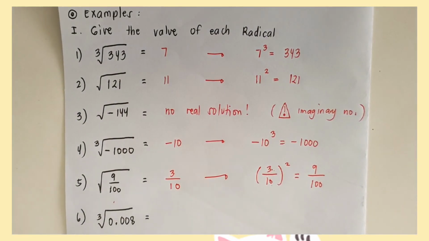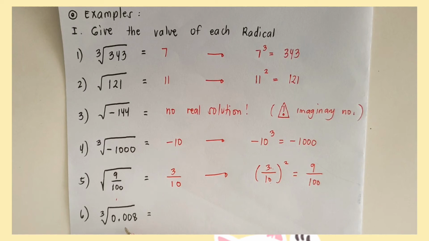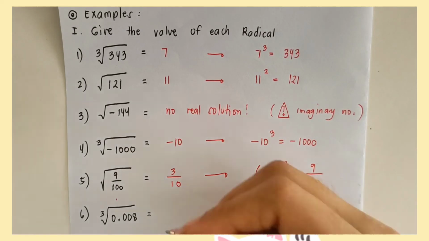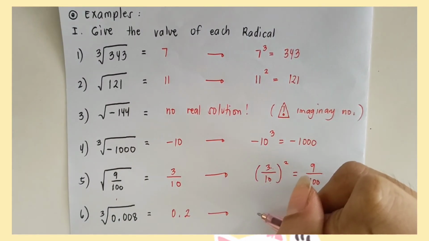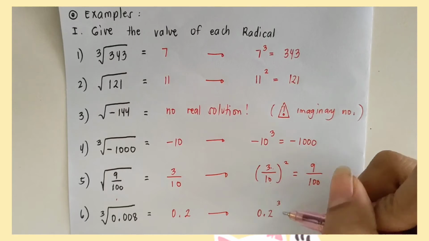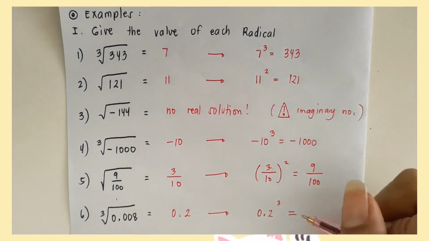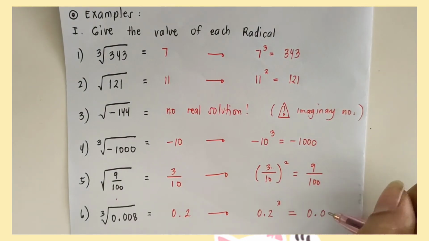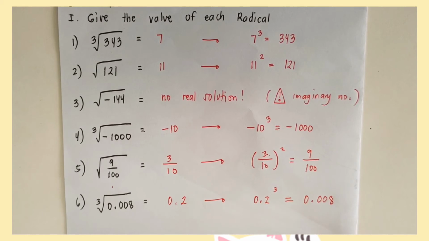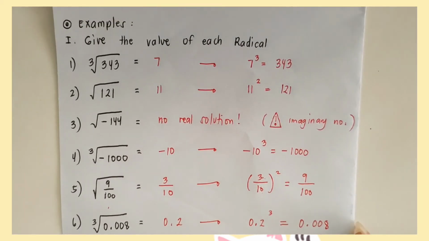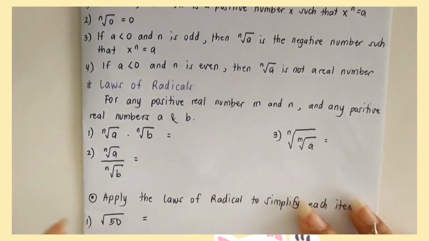Okay, number 6, the cube root of 0.008. The answer is, very good, 0.2, because when we raise 0.2 to 3, the answer will give us 0.008. I hope you understood. Let us proceed with the second definition.